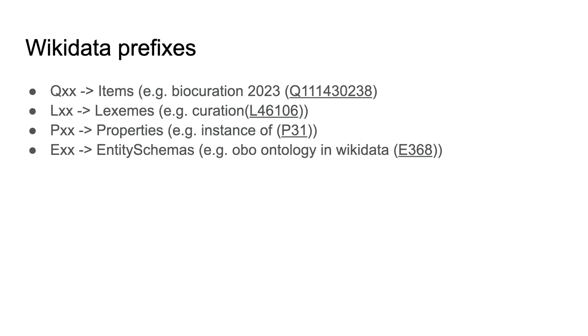Then Wikidata has a set of prefixes. So there is the Q item, the QID, which is the value, which is an item. That's a number that starts with a Q. There are the lexemes, which I briefly will mention.